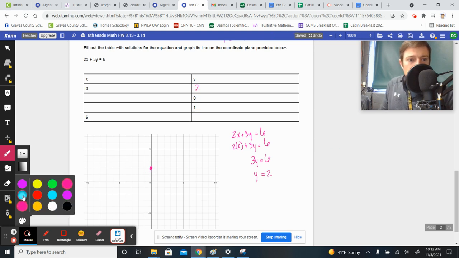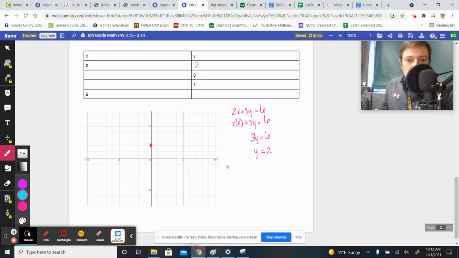All right, let's do another one. Let's do when y is 0. Let's see what that turns out to be. So 2x plus 3 times 0 is 6. Well, this goes away. 2x is 6. What times 2 is 6? X is 3. So when y is 0, x is 3. So that would be the ordered pair 3, 0. Over 1, 2, 3. Nowhere up and down.